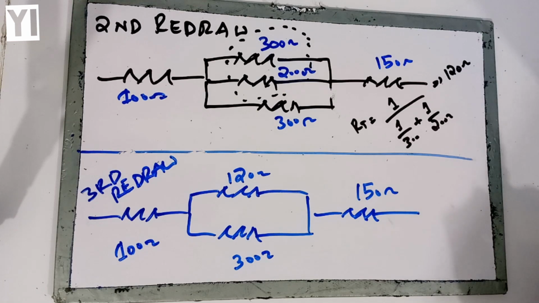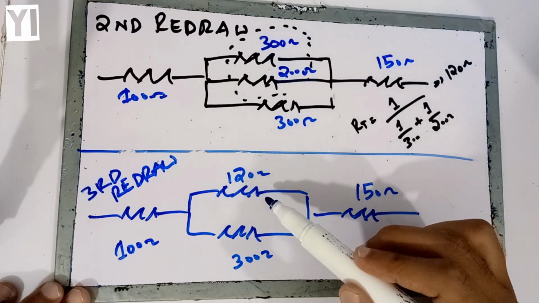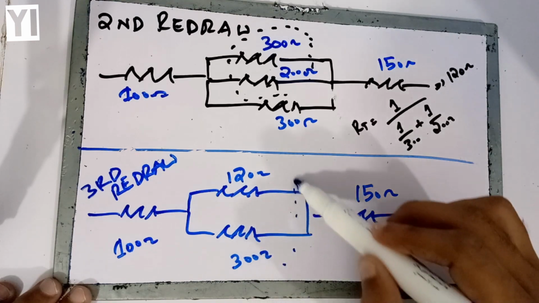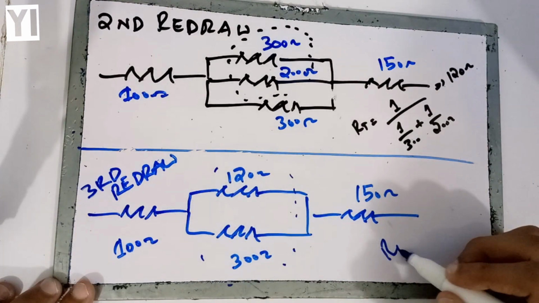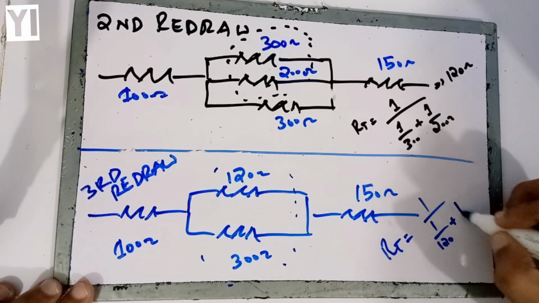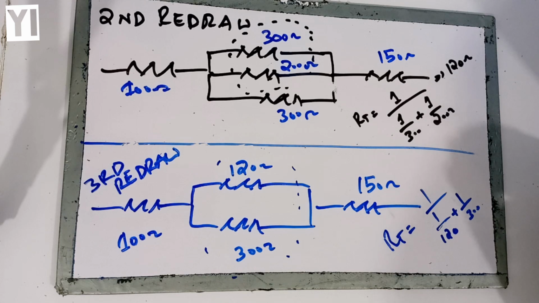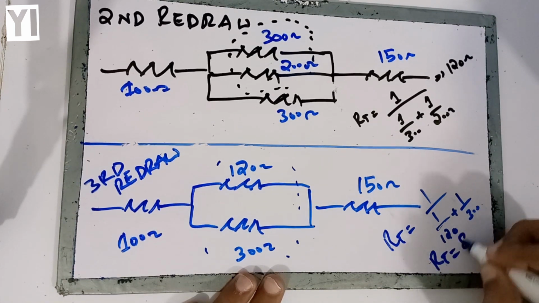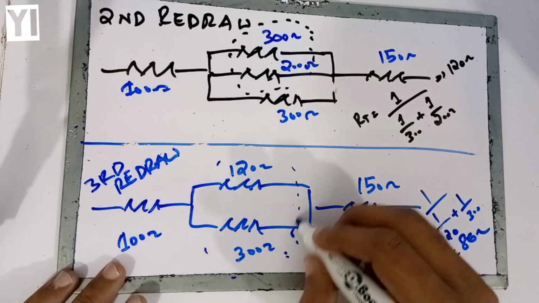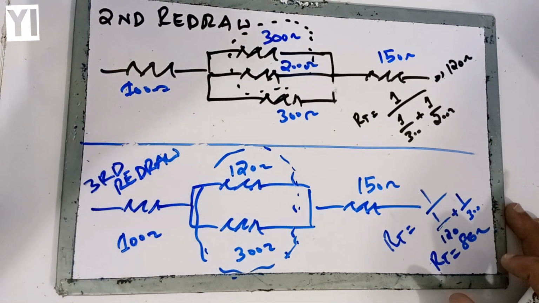So now let us look at the third redraw. We have replaced these 300 ohm and 200 ohm resistors with this 120 ohm resistor. Now we know that the 120 and 300 ohm resistors are both in parallel with each other. So again we have to apply the same formula, 1 upon 120 plus 1 upon 300 ohm. So now the total resistance will be 86 ohm. So now let us redraw that circuit and write an 86 ohm resistor instead of these two parallel combinations.